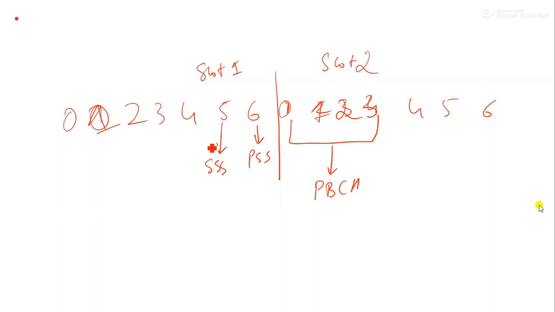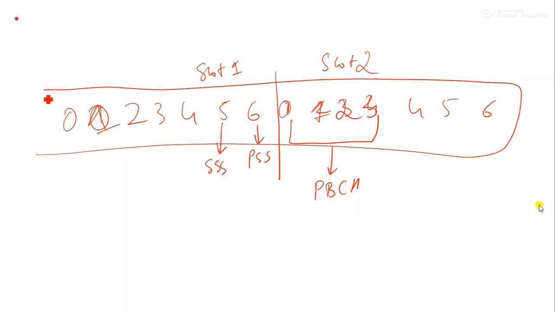Now, as I discussed, this is in time domain only, right? This is in time domain. What about in frequency domain? You should also understand frequency domain. In frequency domain, PBCH, PSS and SSS occupy, remember this, PSS and SSS occupy 62 subcarriers, and PBCH occupies 72 subcarriers.